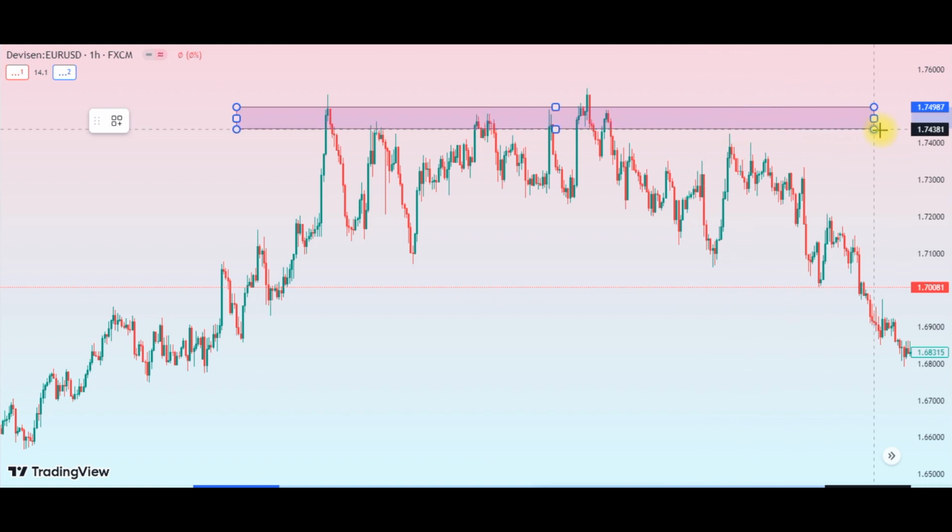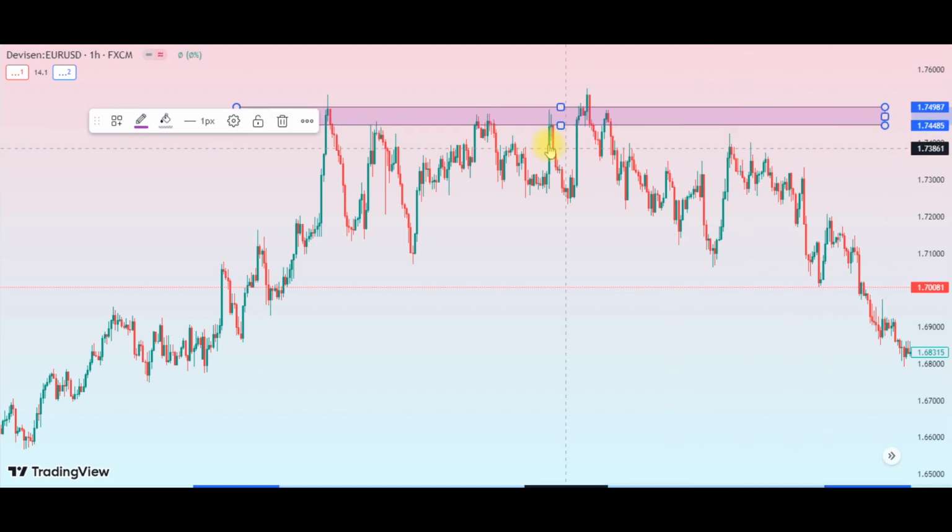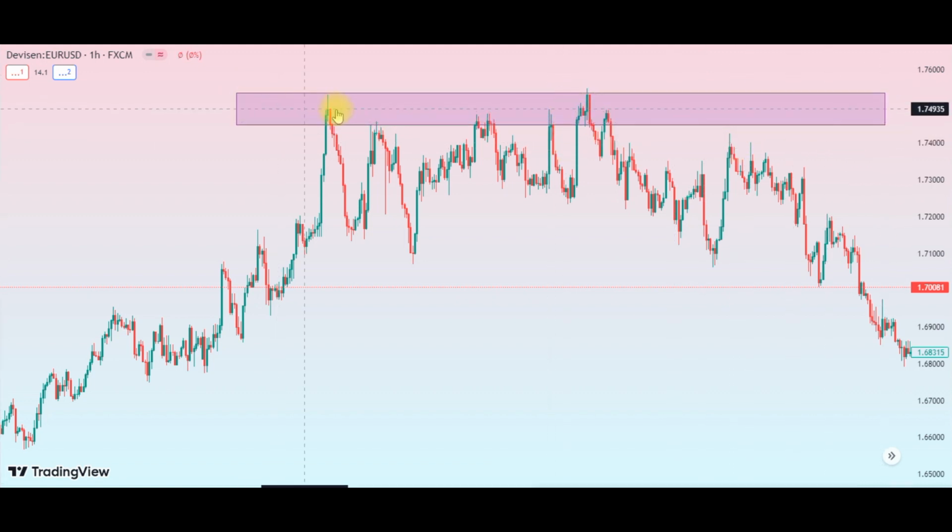you see there are multiple rejections in this level. And this is a really strong resistance, as you see, because the price touched the level several times, but each time was rejected from this level. And the more rejections, the better for that level. The more times it was tested and respected, the stronger the level.